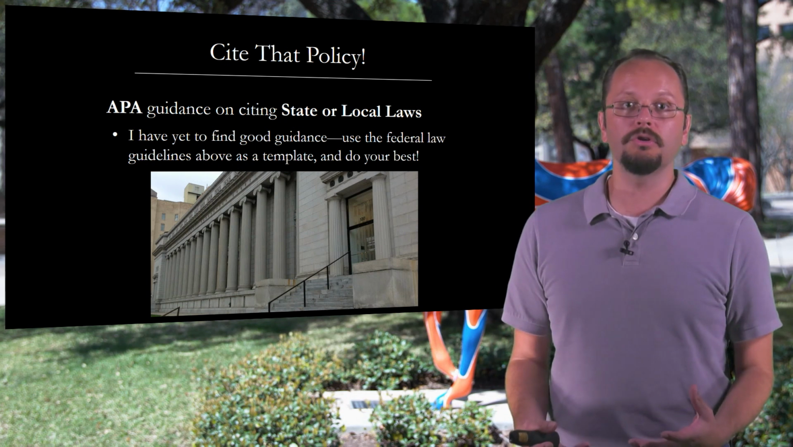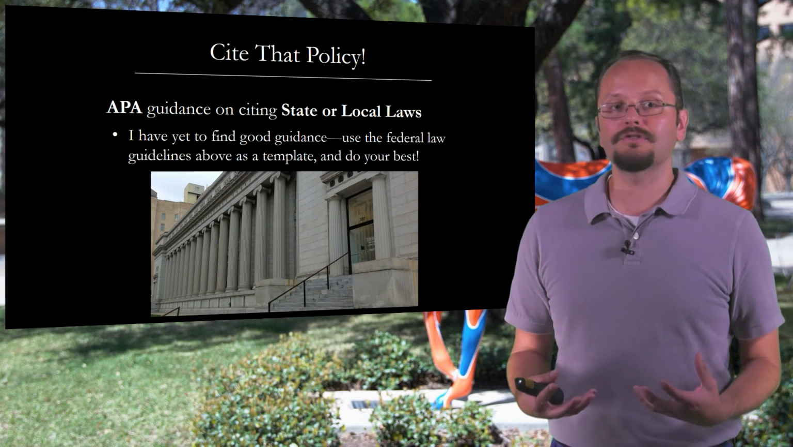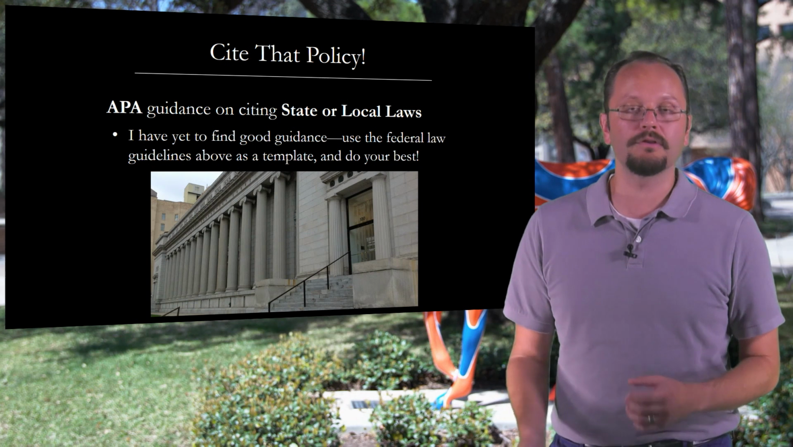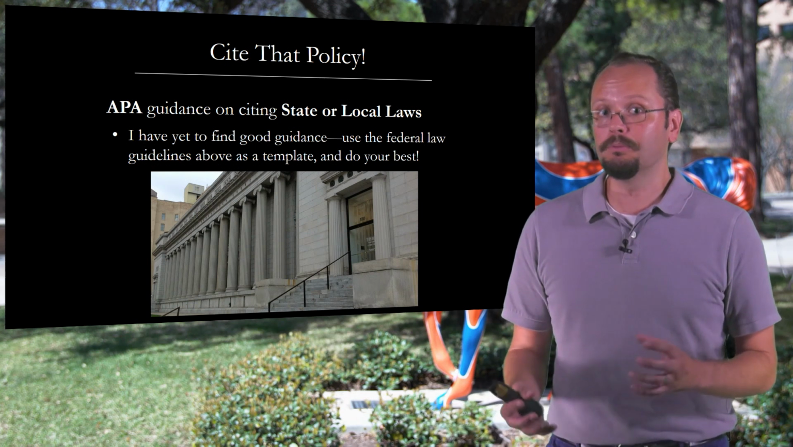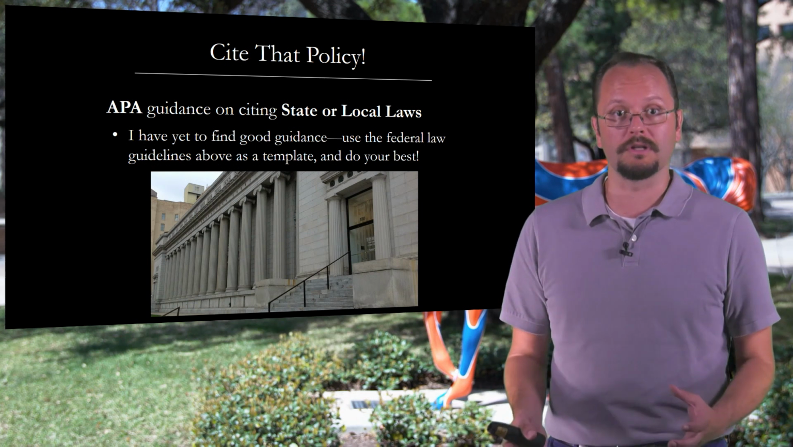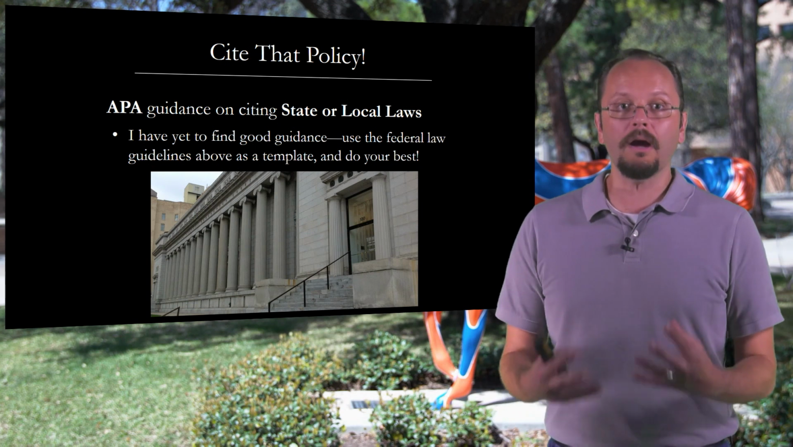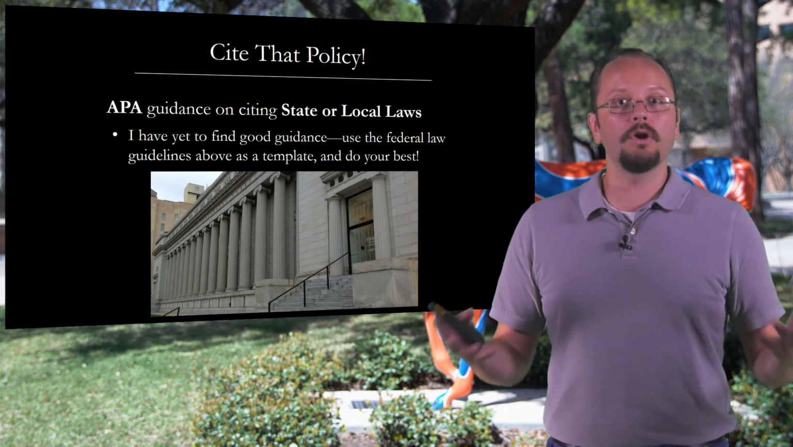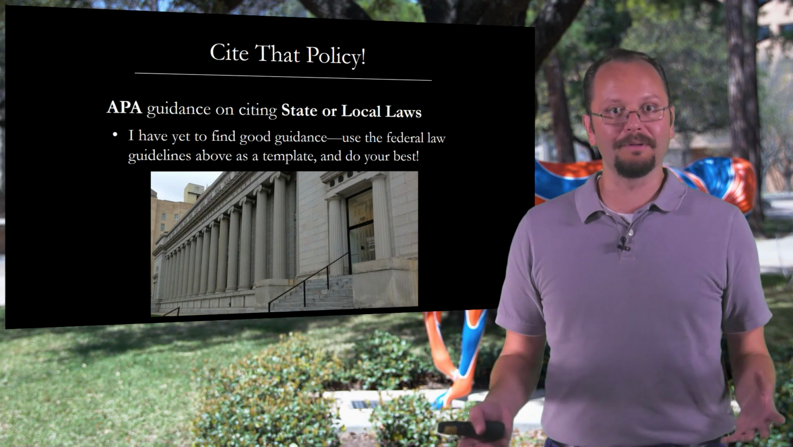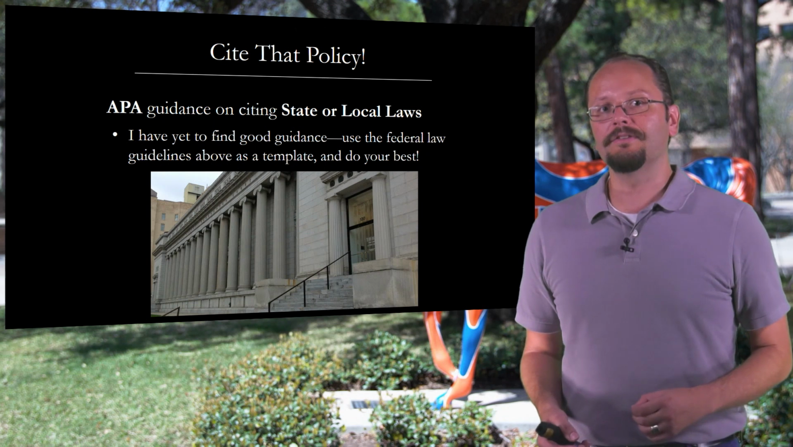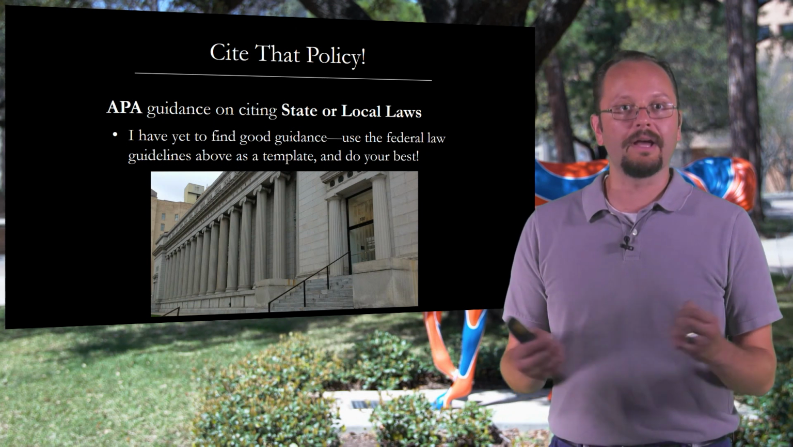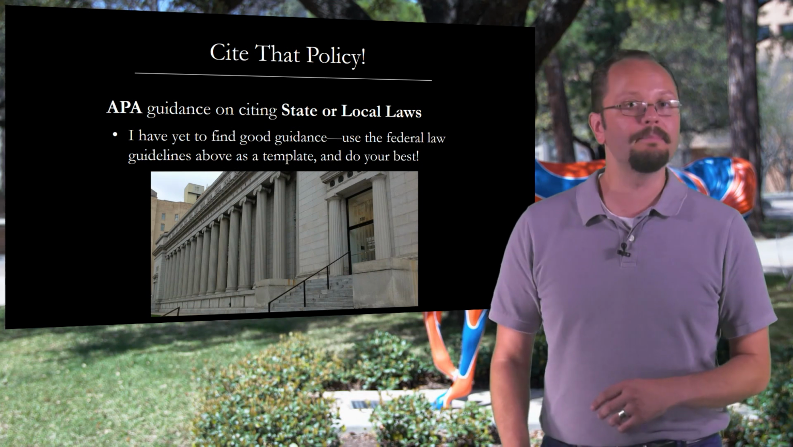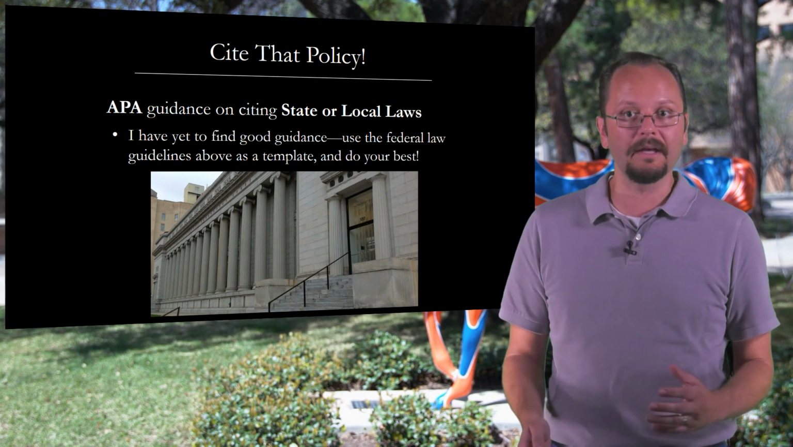I don't yet have good guidance from APA. The APA style manual actually just says go refer to the Blue Book, which is the standard citation method for legal sources. And honestly, the Blue Book is pretty complex and confusing, so I don't want to point you to go there. For now, I would say use the federal law guidelines as a template. Basically, all of your instructors will know that this is a common problem or issue, and they are not going to be too concerned if you don't have it 100% perfect down to the last comma if you're citing laws. Everybody knows that APA's recommendations for this are a little bit glib.